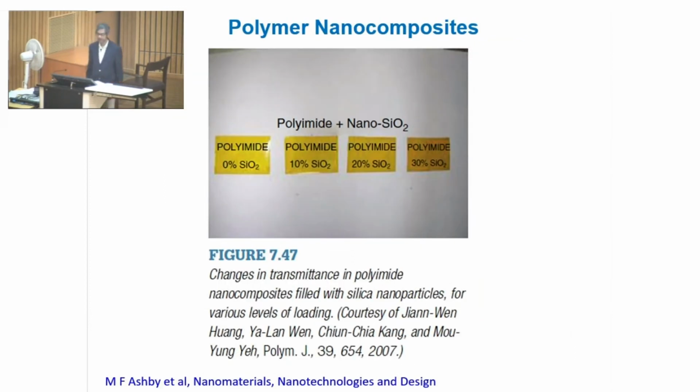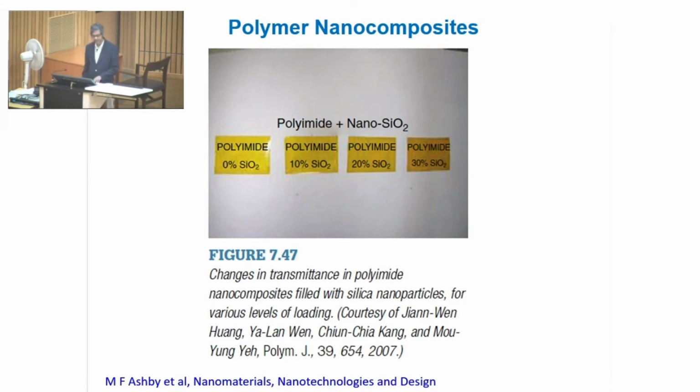Okay, you know these composites can show different kinds of properties. Here you see the polyimide composites with nano silicon dioxide having different kinds of transmittance: 0% silicon dioxide, 10% to about 30%. So the transmission level changes with different loading. This is a property which is sometimes required for having different levels of transmission of light. It can be only normal light or UV. So that is something that can be easily obtained.